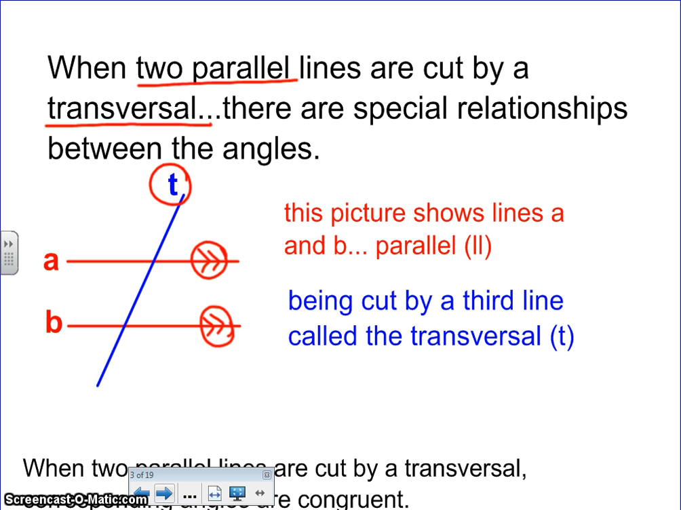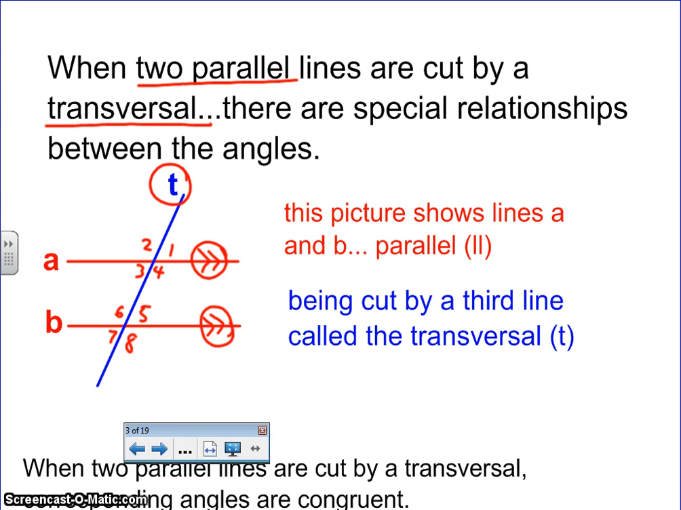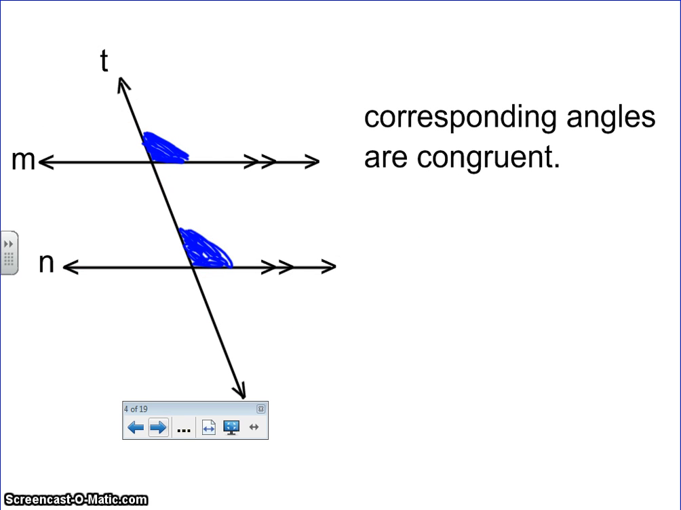This sets up 8 different angles in the picture. We've got 1, 2, 3, 4, 5, 6, 7, 8. There are 8 angles created when a transversal cuts two parallel lines. There are special relationships between these angles, and the first one we're going to talk about are corresponding angles.